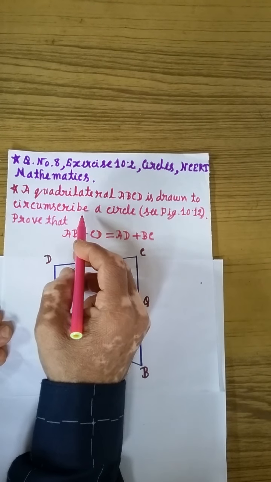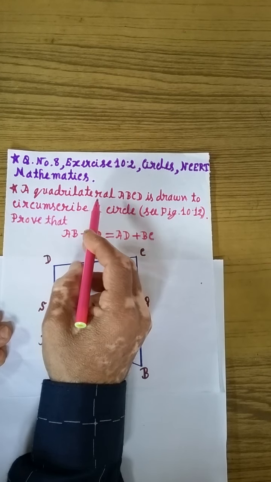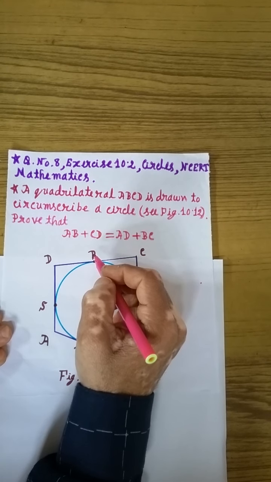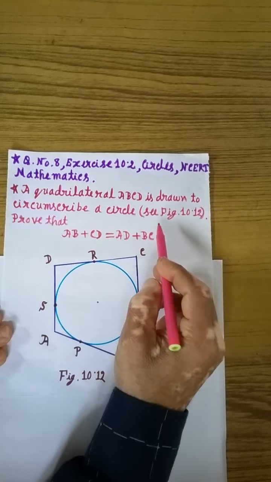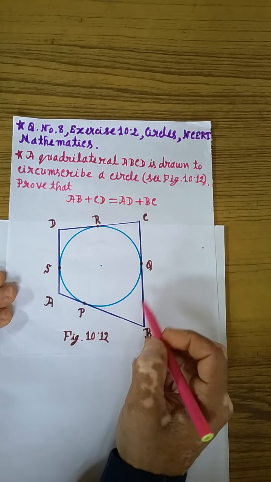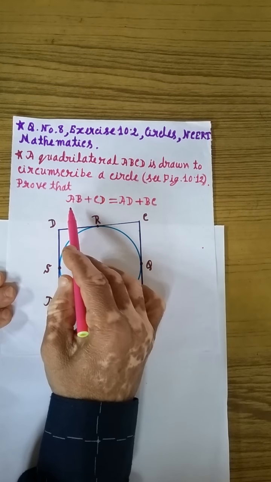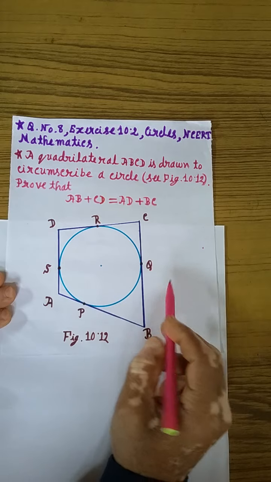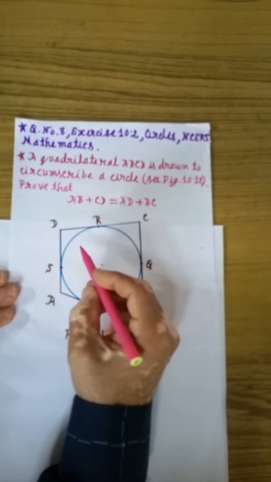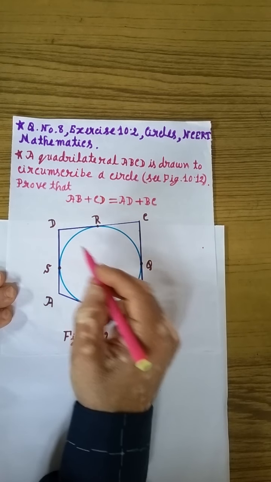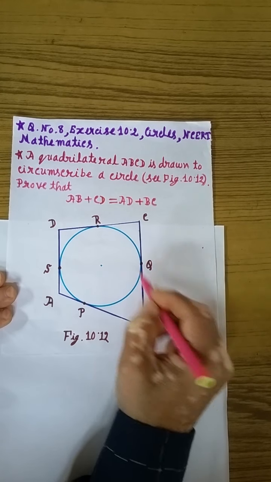Here circumscribe means all the four sides of the quadrilateral touch the circle externally, and we have been asked to see the figure 10.12, which is here. We have to prove that the side AB, this one, plus the side CD, this one, is equal to the side AD, this one, plus the side BC, this one.